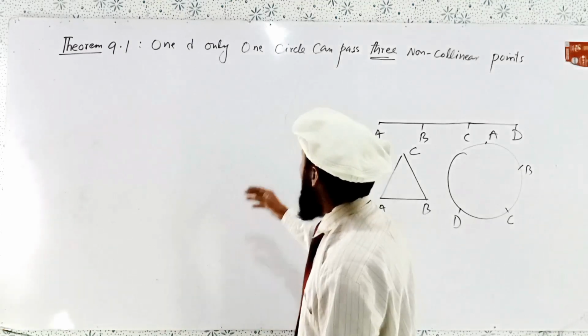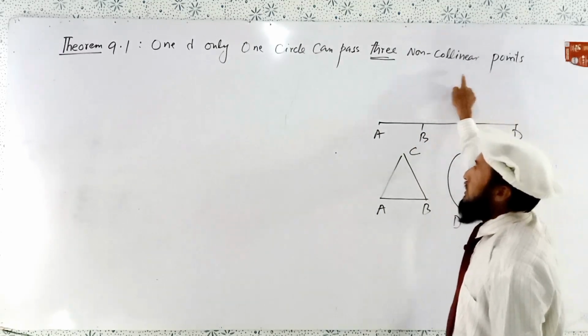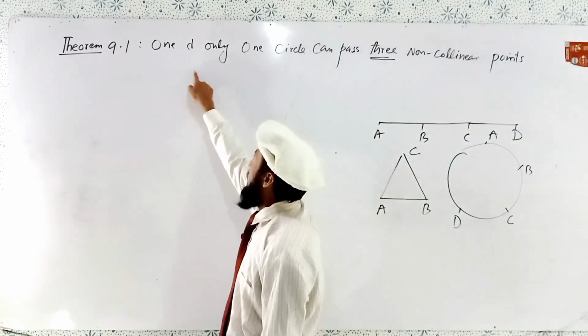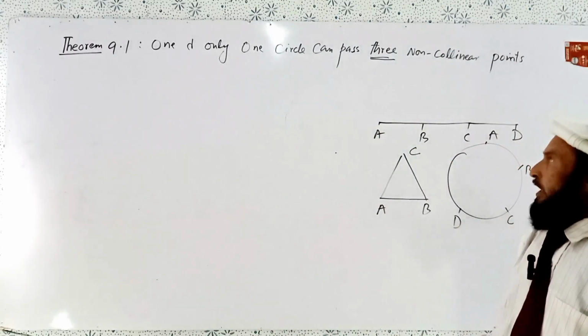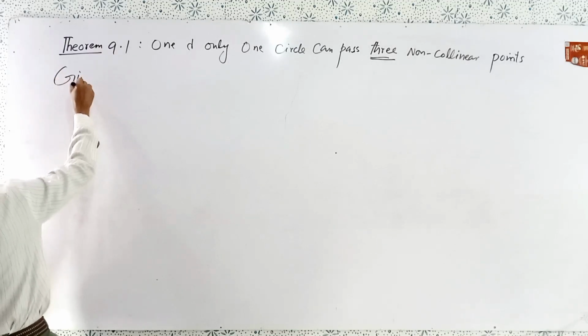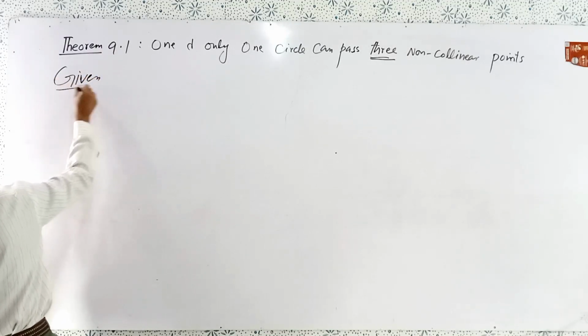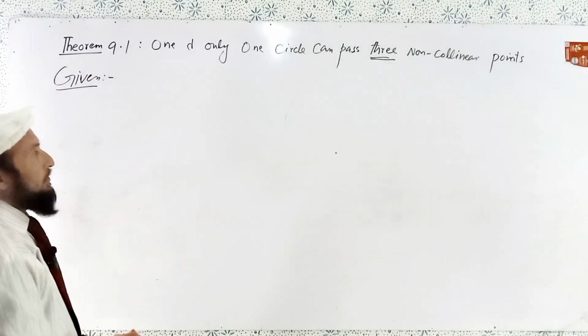And the theorem says that through three non-collinear points, only one circle we can draw. Now we write the given statement from the above statement.